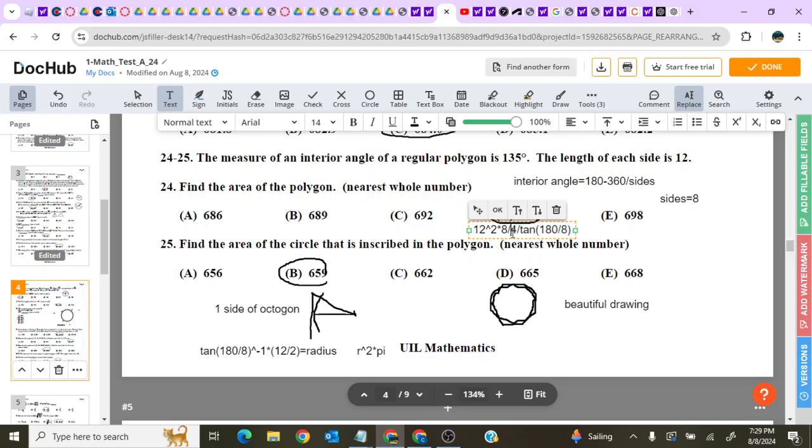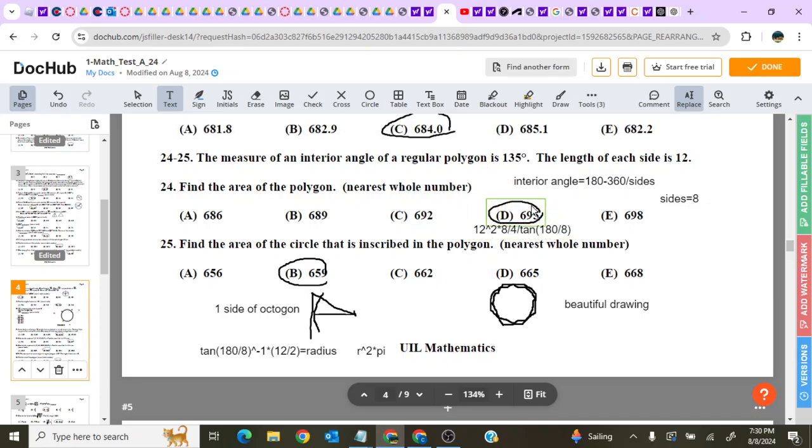And this 4 is always constant, by the way. So you do that, you get an area of 695. And then find the area of the circle that is described in the polygon. I tried to show what that would look like. As you can see, I'm not that good at drawing.